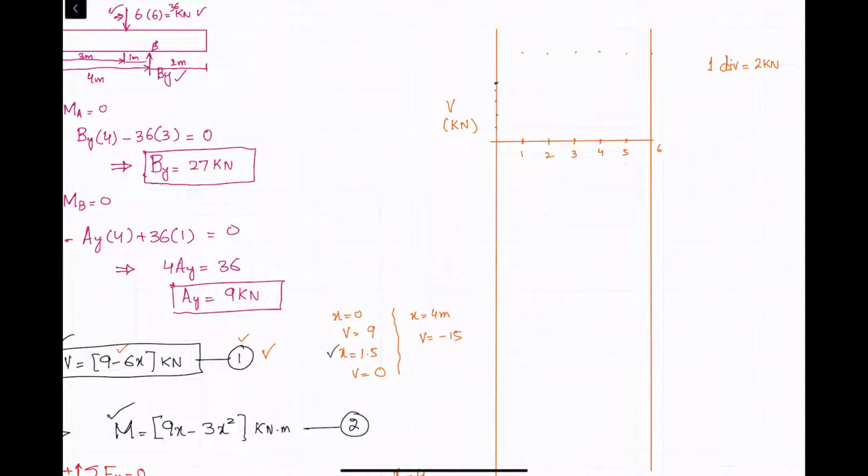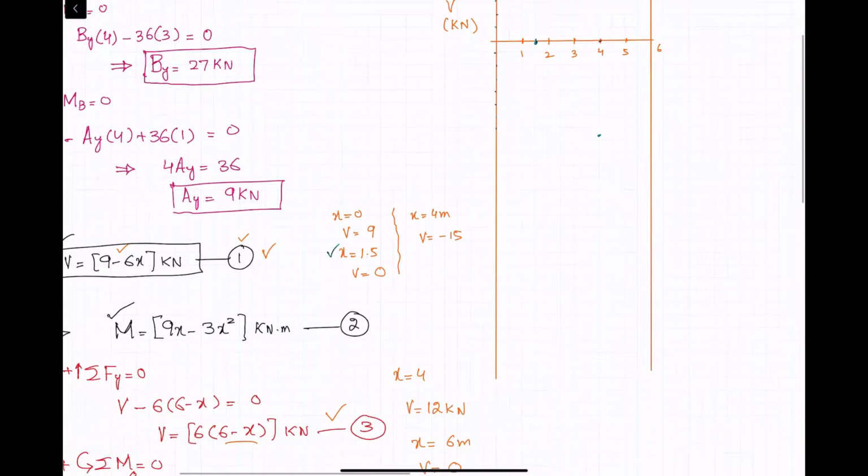At x equal to 1.5, we have V equal to 0. So this will be at x equal to 1.5. This is your second point. This is x 1.5, and here the shear force is 0. And at x equal to 4 meter, at this point we have V equal to minus 15. So 2, 4, 6, 8, 10, 12, 14, 15. So 15 will be here. Your third point will be here.